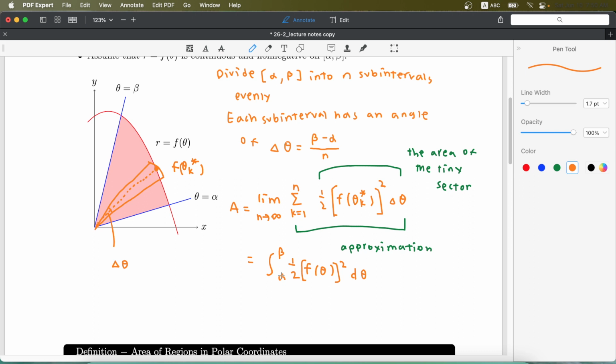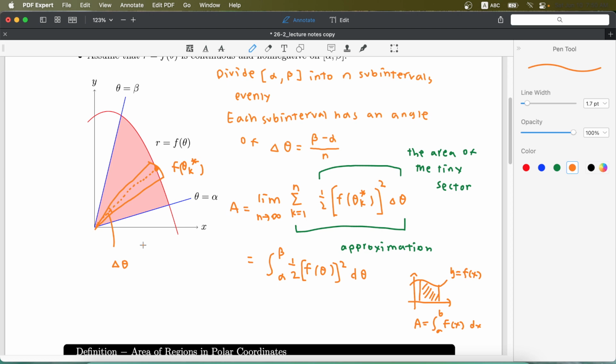In short, you have 1/2 radius squared times the corresponding angle. Just like in the past, if you want to find the area enclosed by y equals f of x and the x-axis, the area is the integral of height times width, from a to b. So f of x is your height, dx is your width. Right here, f of theta is your radius, d theta is your angle.